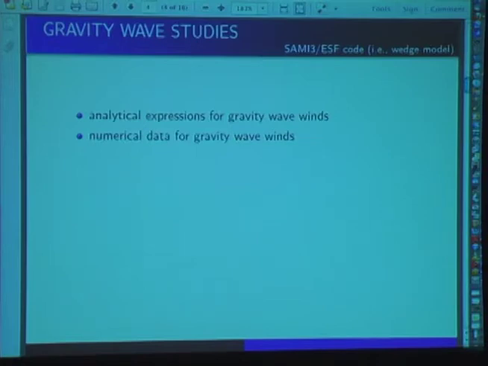And so what we've done is two studies. Our early studies, we just took some analytical expression for gravity wave winds just to see what's going on. And then we got some recent data from Dave Fritz. It's very preliminary, but it's a data set with some interesting gravity wave features that are more realistic than a simple analytical expression.